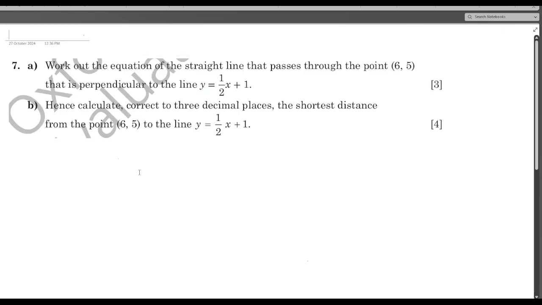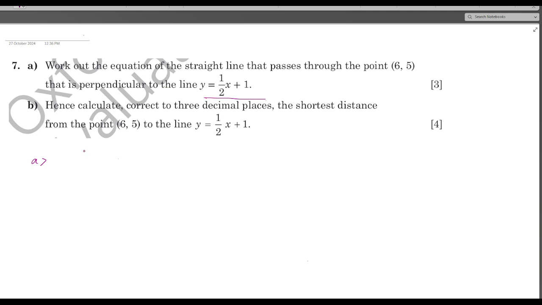Okay, next, work out the equation of a straight line that passes through point (6, 5) and is perpendicular to the line y = 1/2 x + 1. Now, when two lines are perpendicular, the product of their gradients is -1.